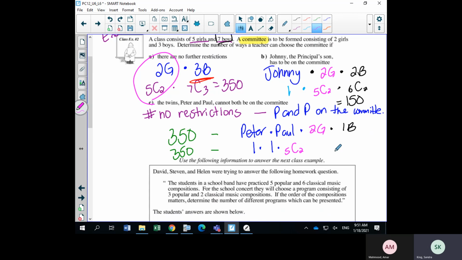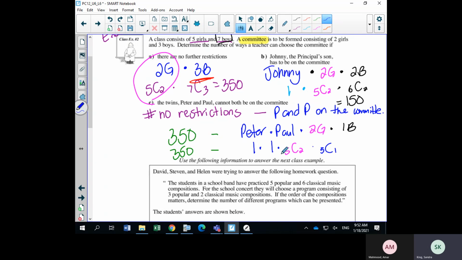That means I have 5 remaining boys to choose from, and I'm choosing 1 of them, because remember, you need 3 boys on the committee. Peter and Paul are 2 boys, so I only need 1 boy left. There were 7 boys, but Peter and Paul are on, so there's 5 boys to choose from, and you're choosing 1 of them.